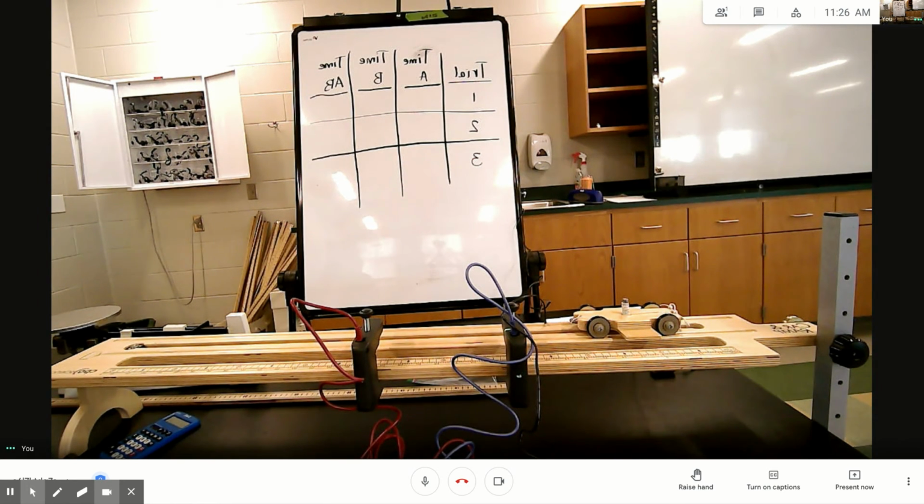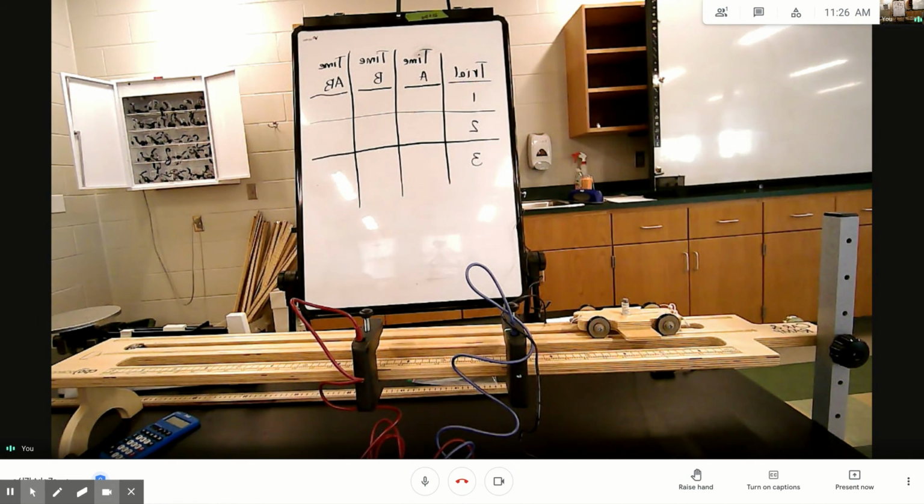Let's talk about number 1. Essentially, when objects are being accelerated by gravity, they accelerate at 9.8 meters per second squared. So gravity is pulling on this weight down here with a force that would accelerate it at 9.8 meters per second squared. And the string is connected to our car, which is on a horizontal ramp.